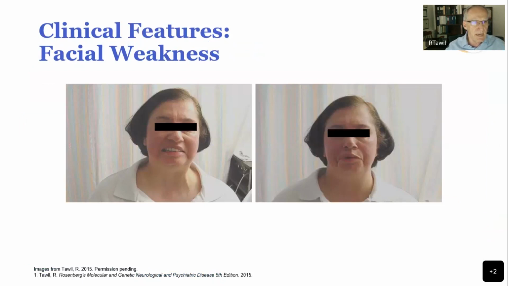Again, now we're going to look at some of the clinical features. This is a lady with FSHD. On the left side, I'm asking her to smile, and you can see the asymmetry of the smile. On the right side, I'm asking her to whistle, and you can see that she can do that better on one side than the other. This asymmetry of muscle involvement is very characteristic of FSHD, and you don't really see that in most of the other muscular dystrophies. So that should always be a warning sign that you're looking at somebody with FSHD when you see that type of asymmetry.